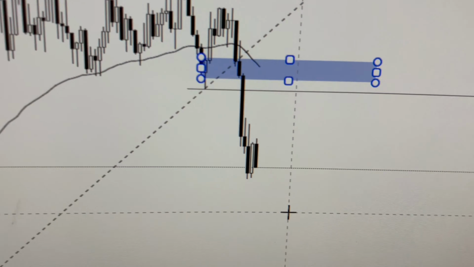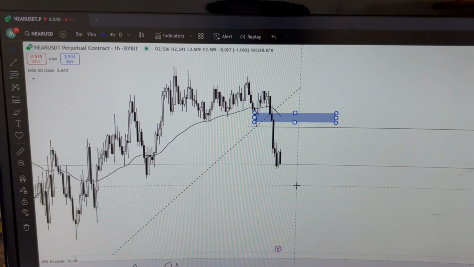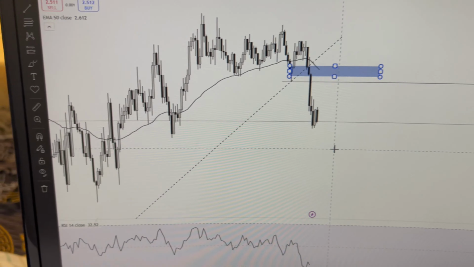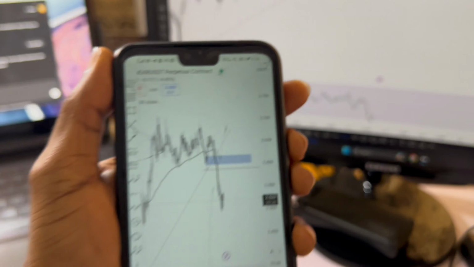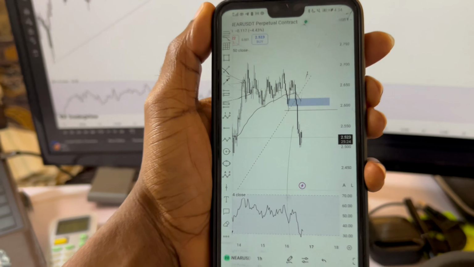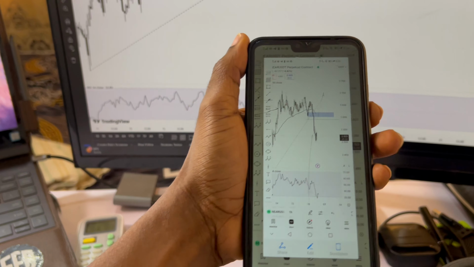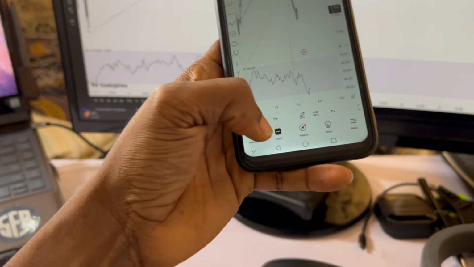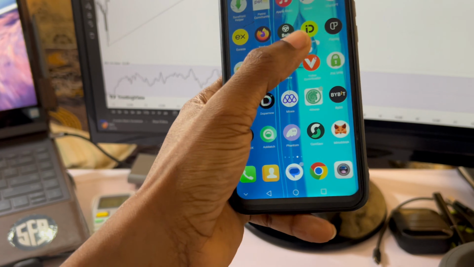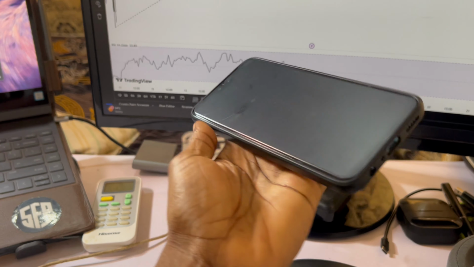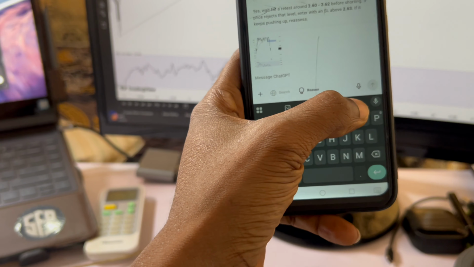Since it's been about 4 hours since ChatGPT asked us to wait for a retest, I think I'll send this picture to him now and see if it will still ask us to wait. Let me screenshot this on my phone and send it to ChatGPT. Maybe it still tells us to keep waiting, or maybe the trade is gone already. I have it on my phone here. Let's see what ChatGPT will say.